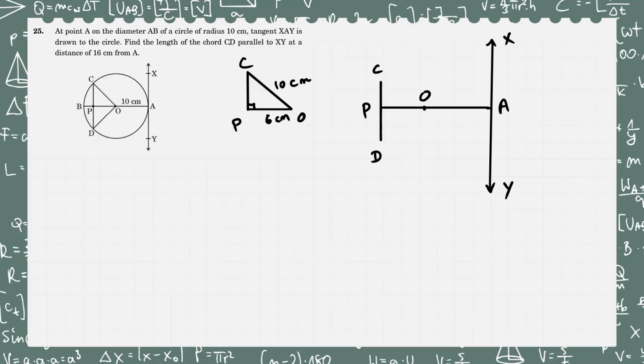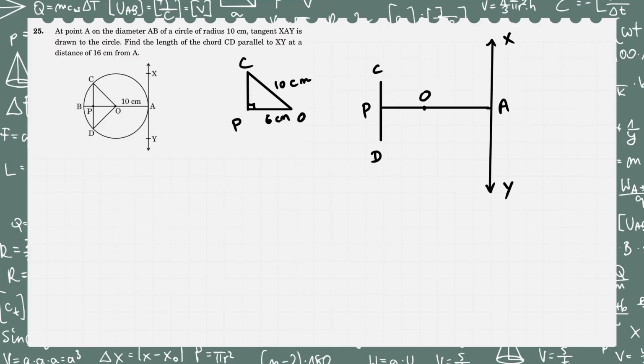Okay, and they are saying CD chord and XAY tangent both are parallel to each other. So, it is given that the distance between CD chord and XAY tangent is 16 centimeters. So, what do you mean by that?